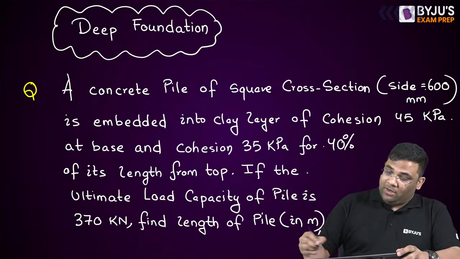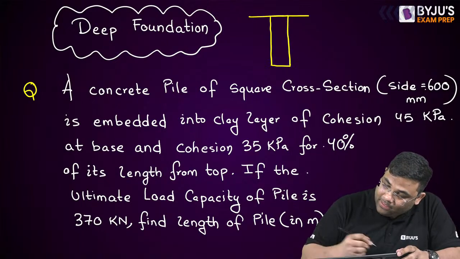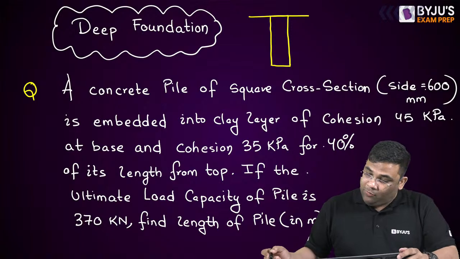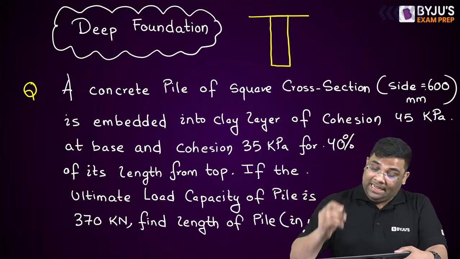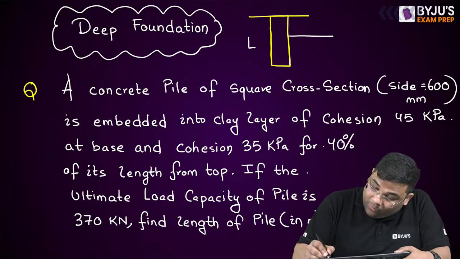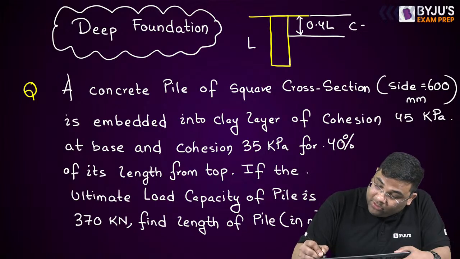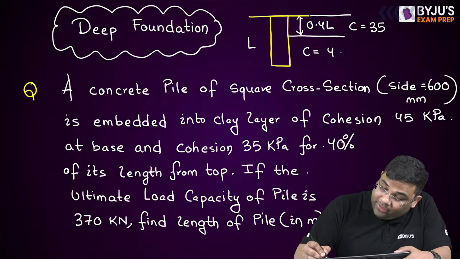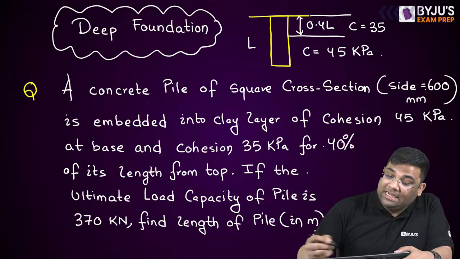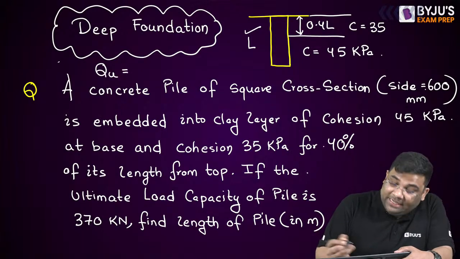Okay, so it is given that there is a pile like this. You see the base cohesion is given as 45. But for the top 40% of the length, this is L, so for this much length, 0.4L, the cohesion is how much? The cohesion is given as 35. So below it, it is 40, 45, right? So we are supposed to find out the length of this pile if the ultimate load carrying capacity is given. Now the ultimate load carrying capacity is what?